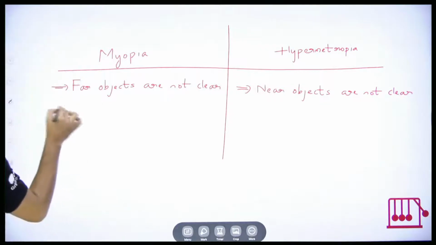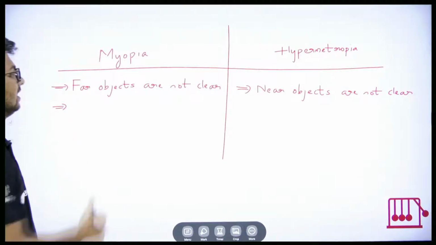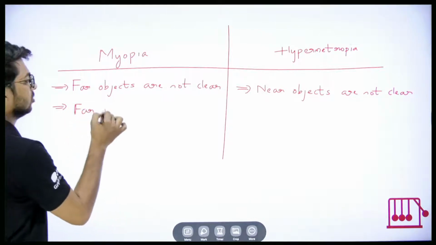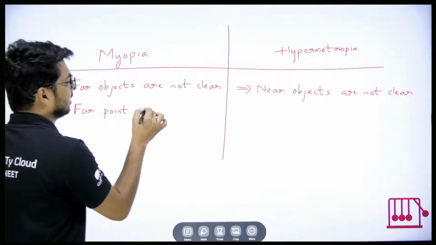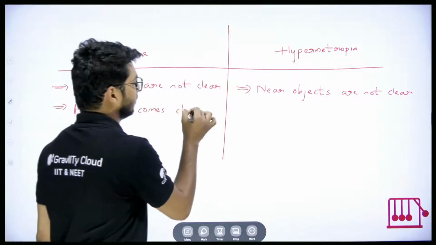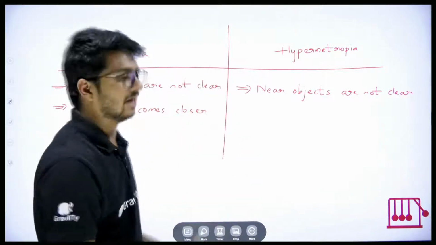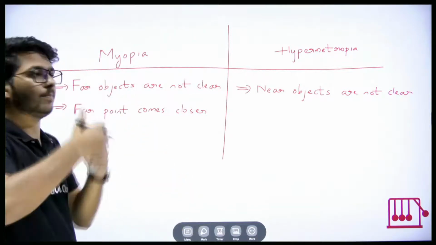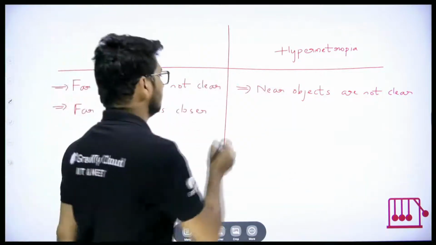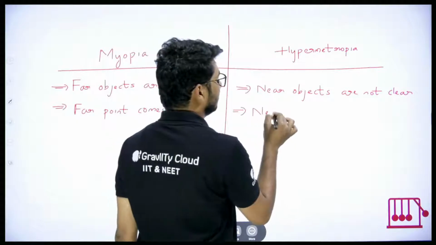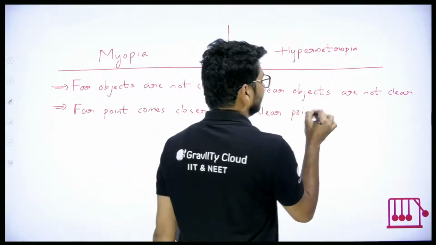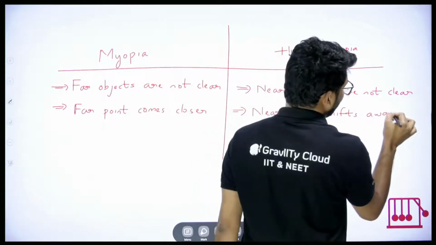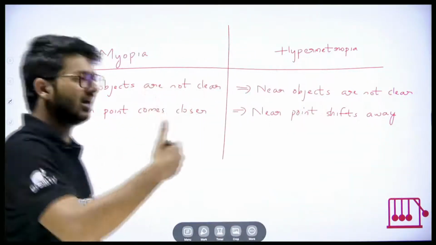So when you talk in terms of far point and near point, in myopia far objects are not clear, that means the far point has come closer. Whereas in the case of hypermetropia, we cannot see near objects, that means our near point has gone farther. The near point shifts away from the eye.